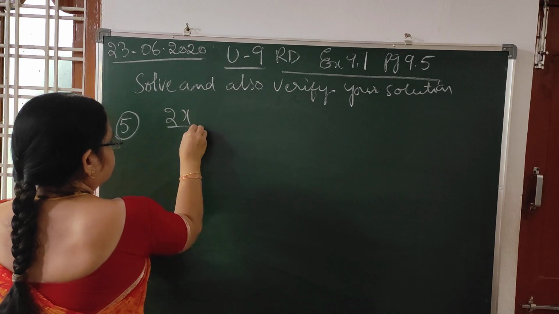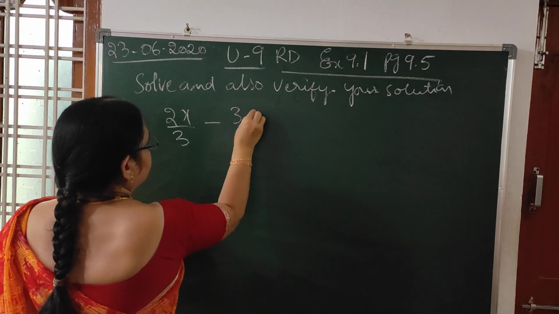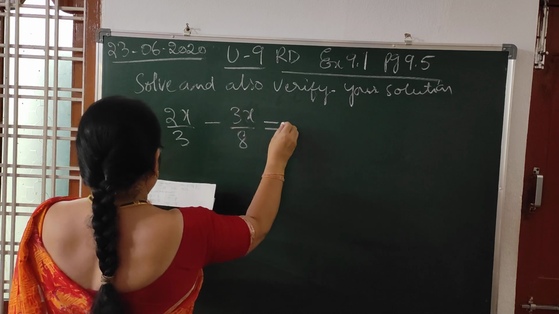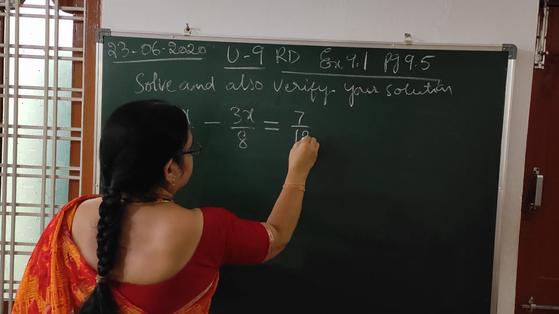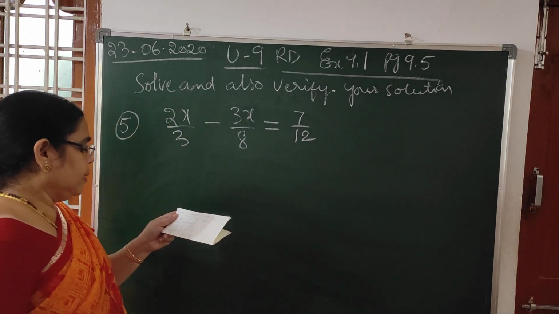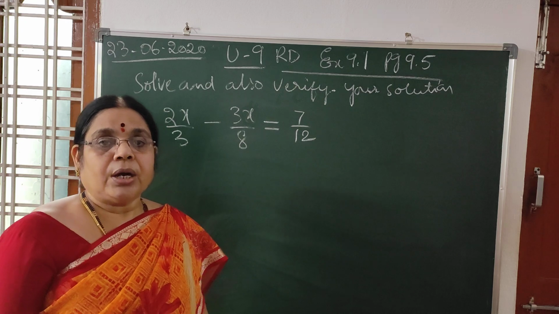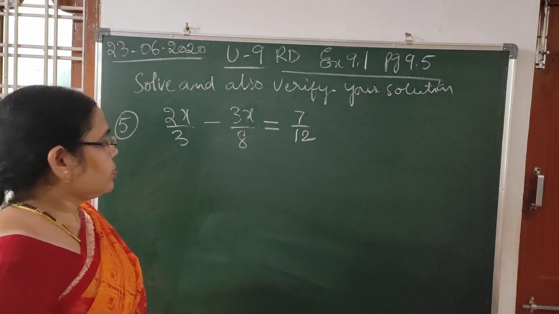2x by 3 minus 3x by 8 is equal to 7 by 12. 2x by 3 minus 3x by 8 is equal to 7 by 12. How to solve this equation?